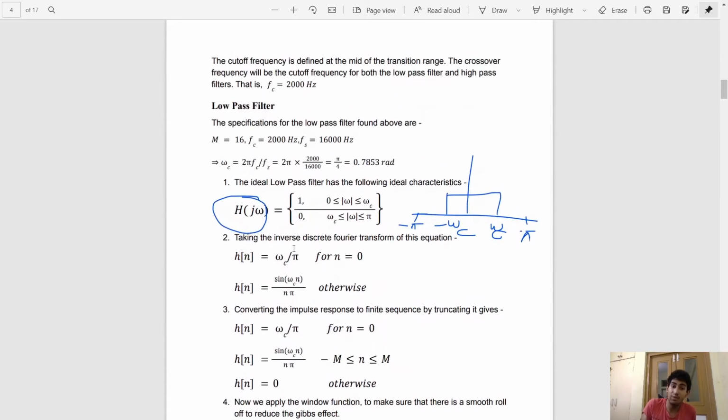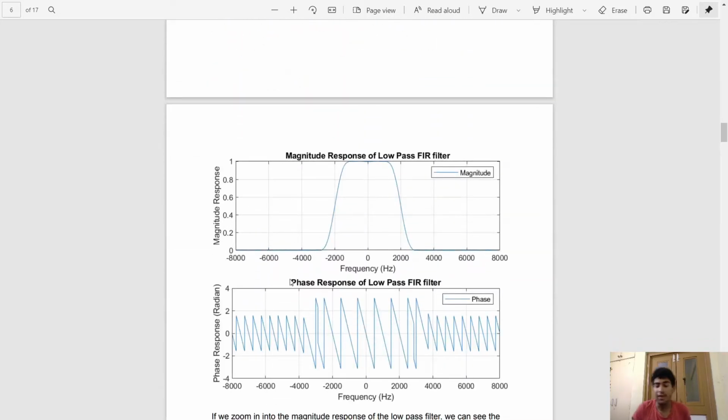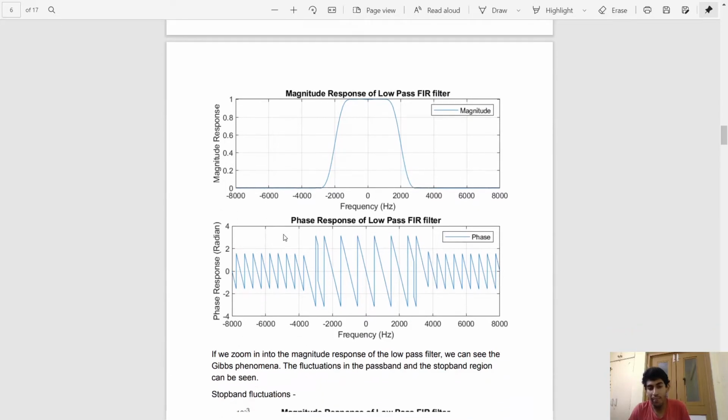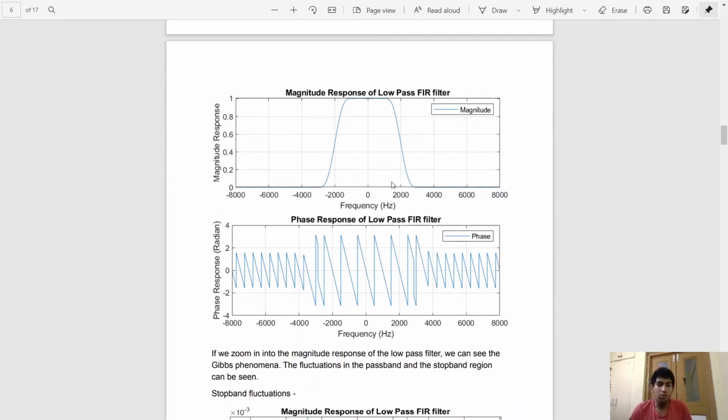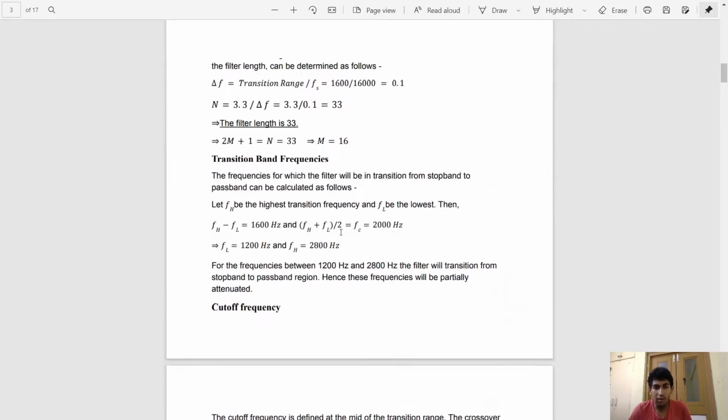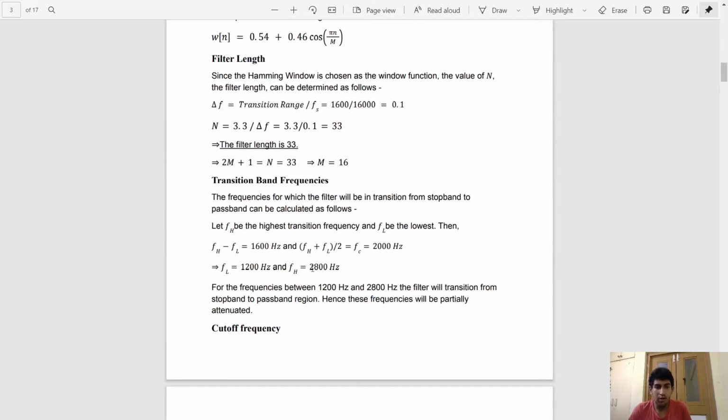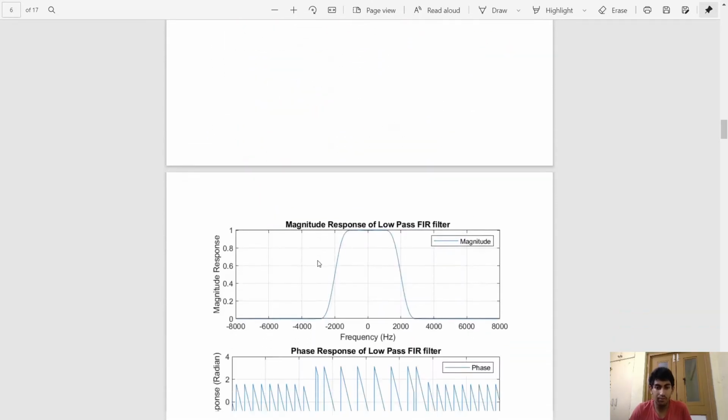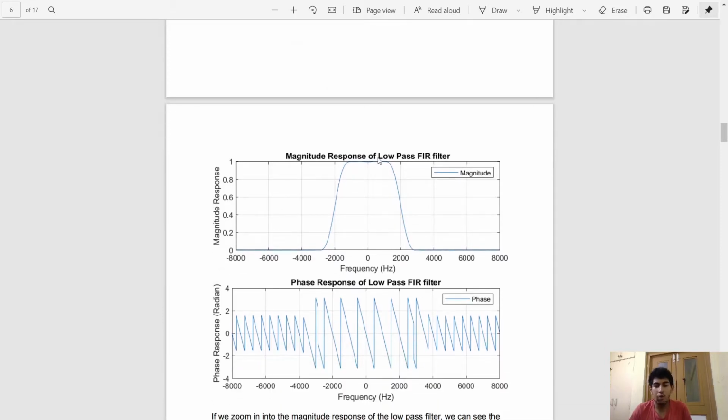Using these design specifications, these are the responses plotted using MATLAB. You can see that from 1200 to 2800 hertz, the filter is transitioning from the pass band to the stop band. At 2000 hertz, the cutoff frequency is present, and this is a very nice low pass filter. Although it isn't ideal, it does the job very nicely.